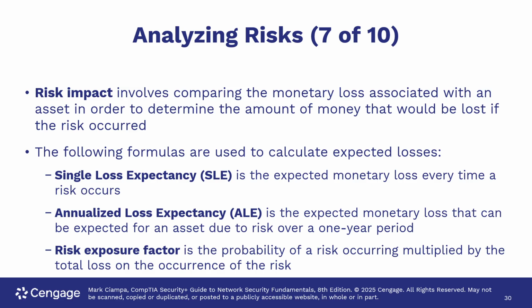So is it going to happen every month, every 6 months, or whatever? How many times is that single loss expectancy going to happen? That adds up to your annualized loss expectancy. The risk exposure factor is the probability of that risk occurring multiplied by the total loss of the occurrence of the risk.